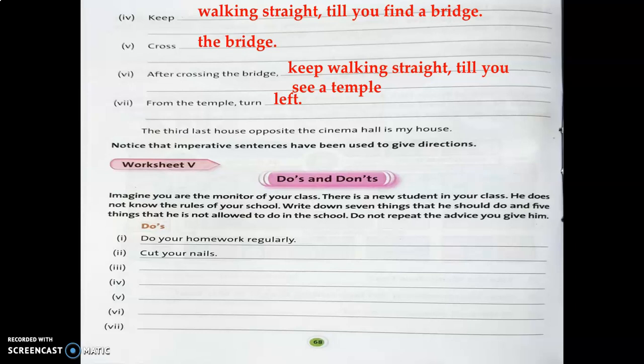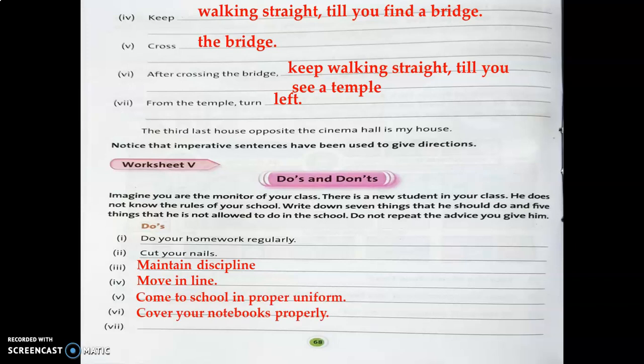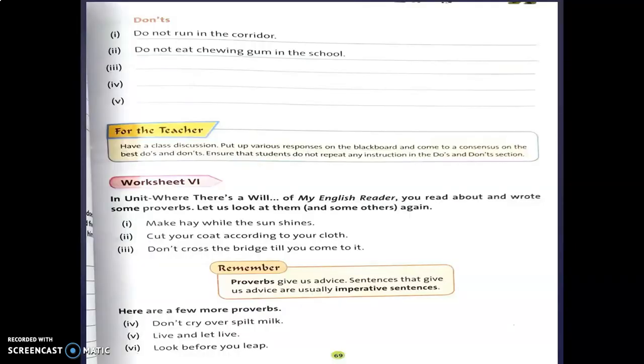Let's see what you will tell your friend. Same way you have to write. Here I am helping you children, but at home you can think of some different sentences also. Like first is, do your homework regularly, cut your nails, maintain discipline. You tell your friends also, move in line, come to school in proper uniform, cover your notebooks properly, respect your elders. These things you are helping your friend to do, what he should do in the school. What he should not do, now we will write.